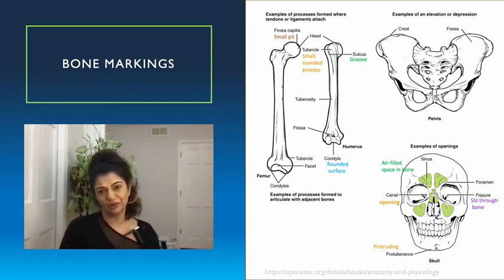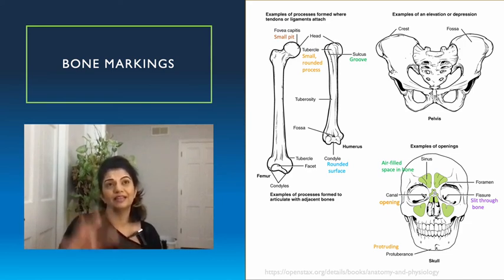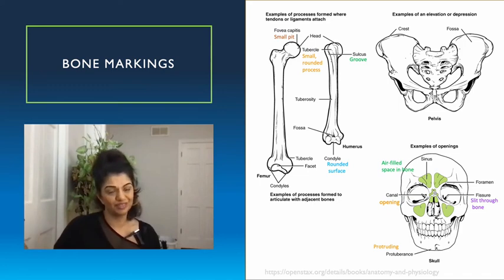Like, why do I need to know about bone markings? There are so many, and yes, they are. But once you sort of know them, especially if you are taking anatomy and you actually get to feel and touch bones, you'll see that it makes sense that what they're labeled, it really does make sense. But it also helps you understand origins and insertions of muscles. So it's really important to know these.